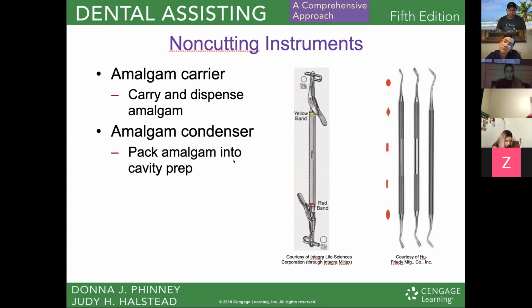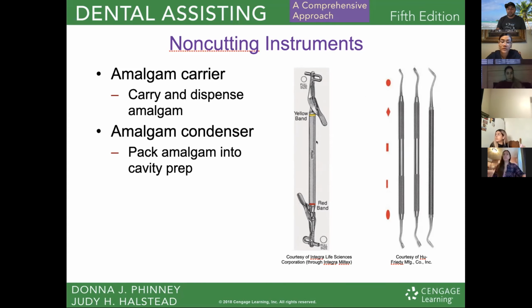Amalgam condensers are used to pack amalgam into the cavity preparation, and these are just some different sizes of amalgam condensers. And here we have these different shapes that kind of correspond to them. So they almost look like little packers or condensers.